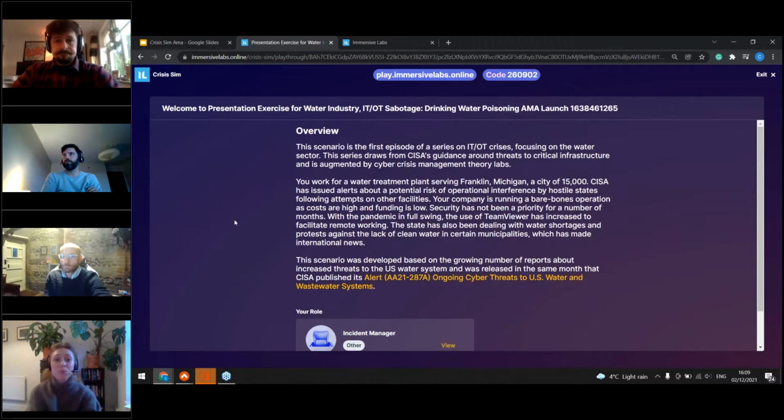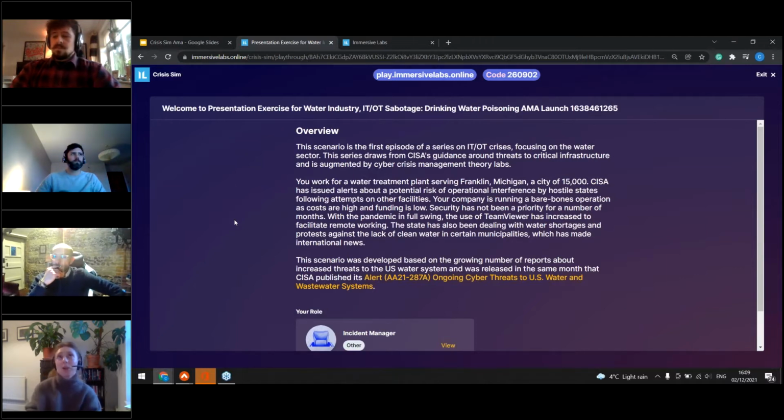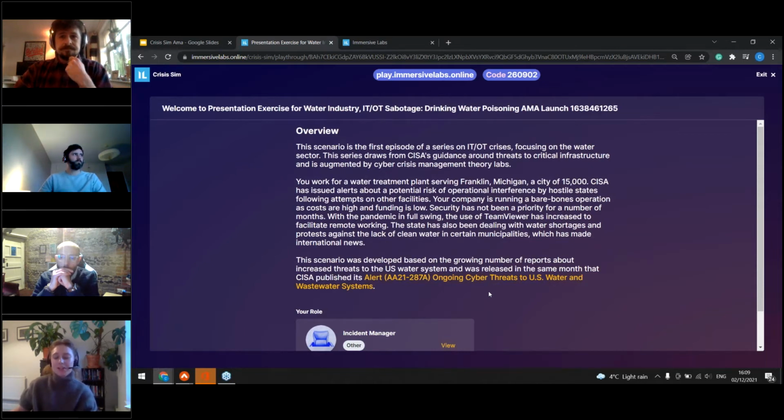We've also been dealing with water shortages and the effects of the pandemic, which has moved us to remote working. So we've been using TeamViewer, which is a software that you can use to log in remotely, but which does open up our technology to dangers from more attack surfaces. And like I said, the scenario was developed based on the growing number of reports of threats to the US water system. I will mention that although it's heavily focused on IT/OT, the learning objectives that are set out in the scenario are applicable across industries.